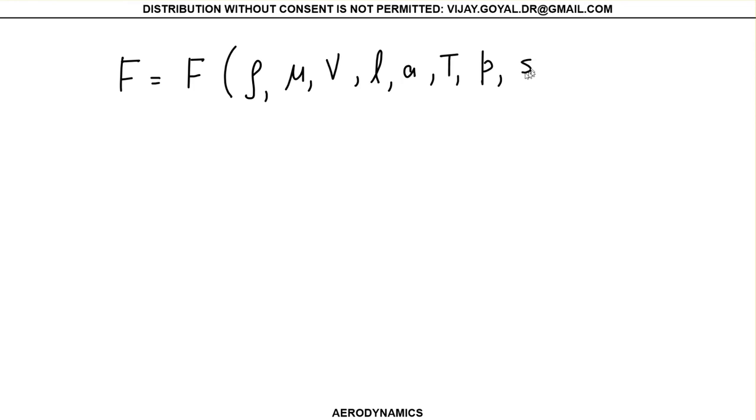Let's consider the case of an arbitrary function, and we don't know what that function is. Let's suppose that property f is a function of density, viscosity, speed, length dimension A, temperature, pressure, shape, and the list can go on and on. Note, just for clarification, gravity is not significant.